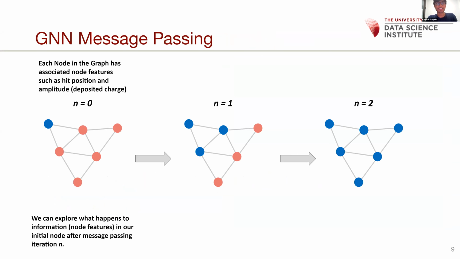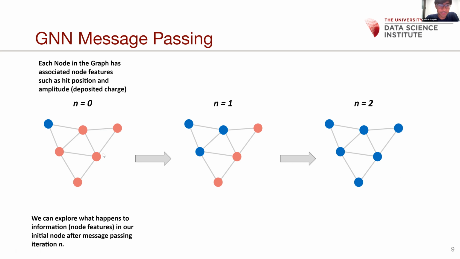So first, I just want to give a quick rundown of GNN message passing and how it works in this network, and why it's so powerful. On the left, you can think of this graph as our initial state. Each node in the graph has associated node features, such as hit position and amplitude. We can explore what happens to information in this initial state as we see how information from this blue node diffuses throughout the graph after n message passing iterations.